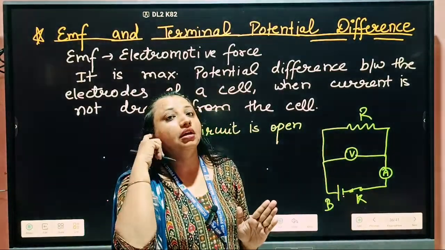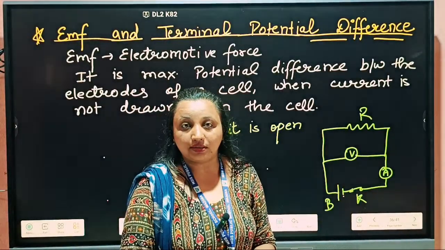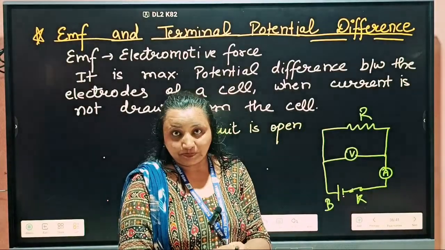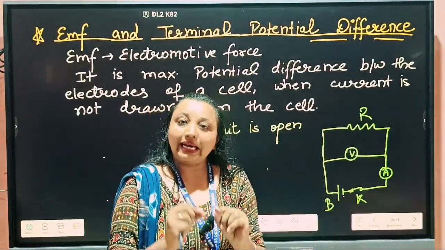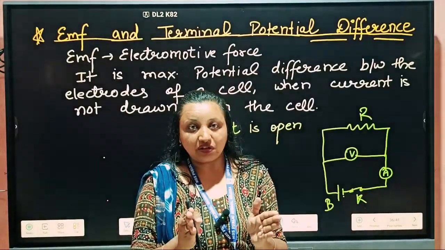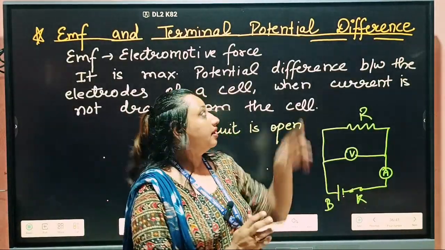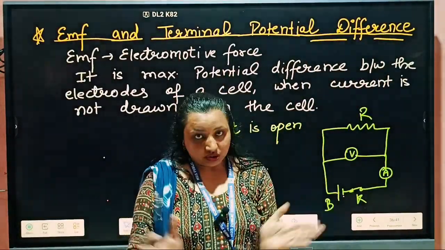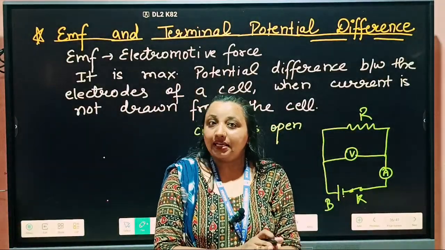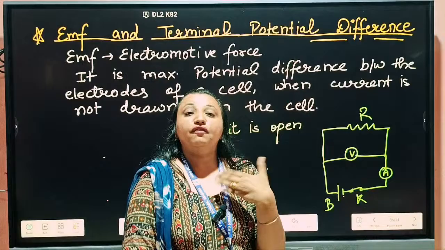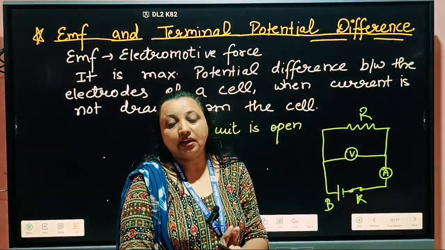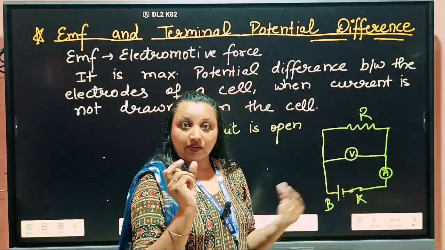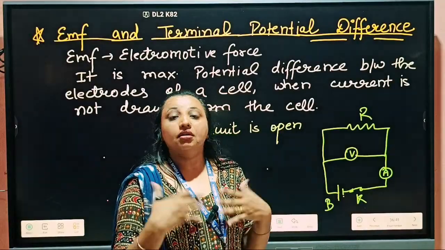क्योंकि हमने when we discussed how current flows through the conductors, there we discussed that due to that potential difference current starts flowing. So in the circuit between any 2 points there is that potential difference. That potential difference is known as terminal potential difference. When the current flows in the circuit, when the circuit is closed, current is drawn from the cell. तो टर्मिनल पोटेंशियल डिफरेंस होता है जब करंट फ्लो हो रहा होता है, जब सर्किट पूरा क्लोज होता है. But EMF जो है वो मैक्सिमम पोटेंशियल डिफरेंस है इलेक्ट्रोड्स के बीच का, when current is not drawn in the circuit, जब सर्किट ओपन होता है.